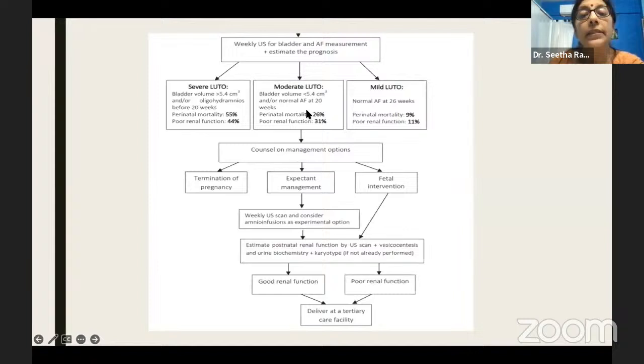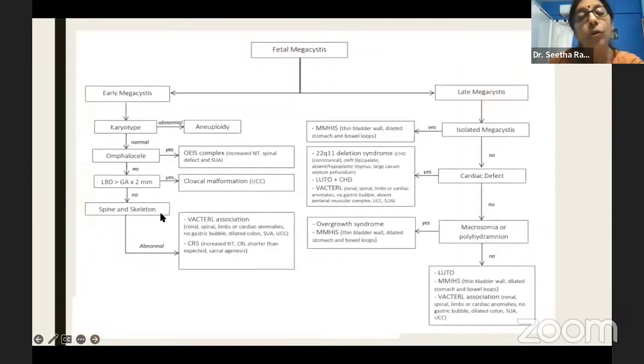So here they have, again, if it's moderate LUTO, you can have the three options. If you are doing expectant management, do weekly ultrasounds, or you can do fetal interventions, and of course estimate the postnatal renal function, and then you have to deliver them at a tertiary care center. This is a guideline they have given, but it obviously depends on the center you're working in, the facilities you have for intervention, and whether the patients can afford all this. And this is overall telling you what needs to be done for what. This is all available on the net, but I have just put it here.